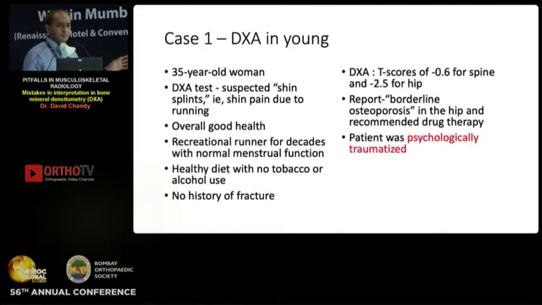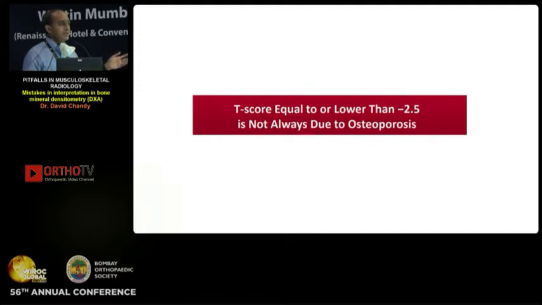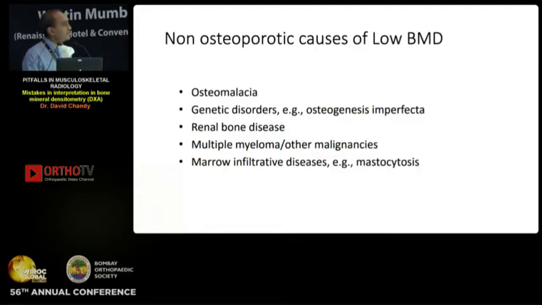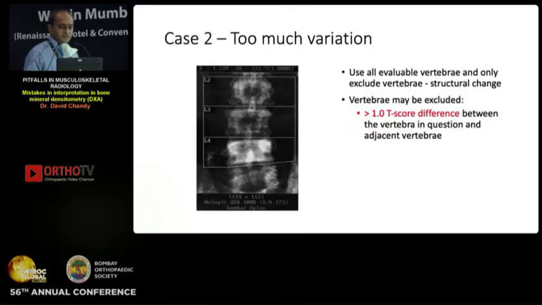But as you know, shin pains are very common, and all T-scores less than -2.5 do not mean osteoporosis. It could just be plain vitamin D deficiency, osteomalacia. That would again reduce the density of the bone. Other causes of low bone density other than osteoporosis would be osteogenesis imperfecta, CKD, multiple myeloma, mastocytosis. So be aware of that.